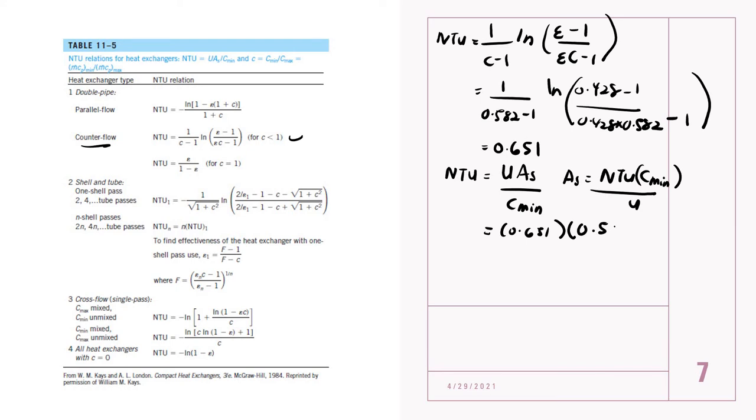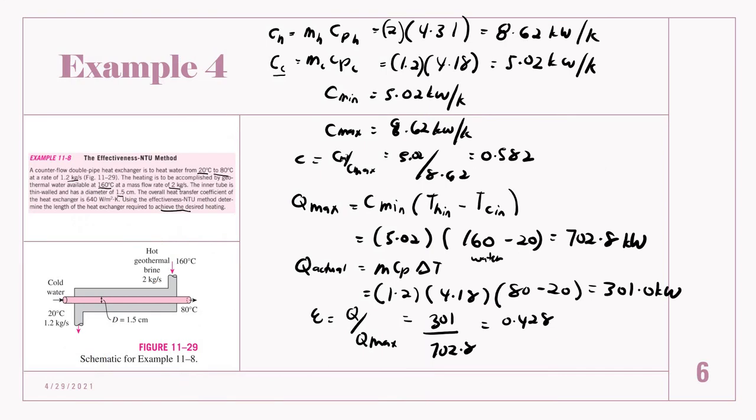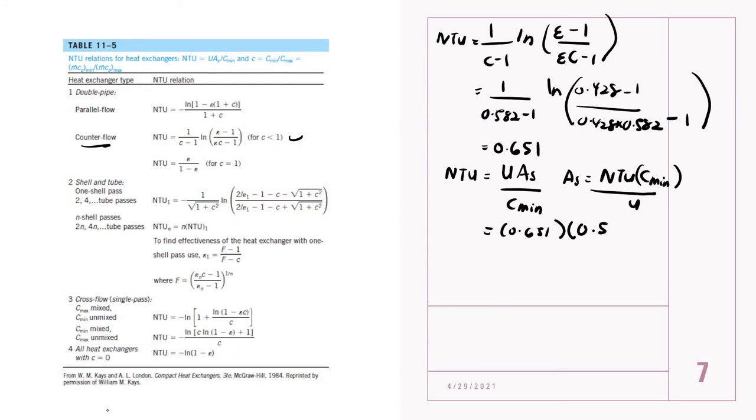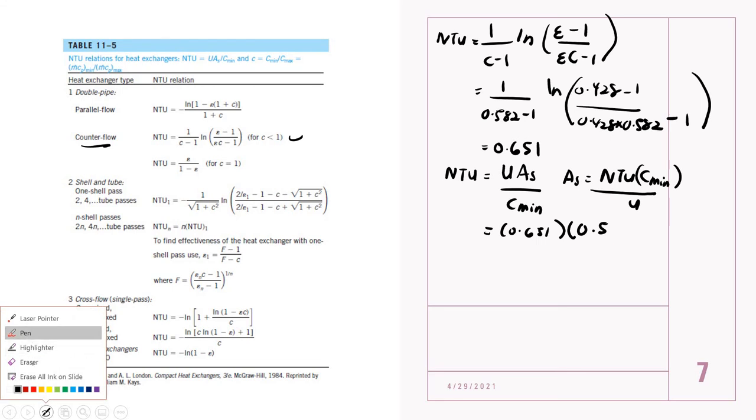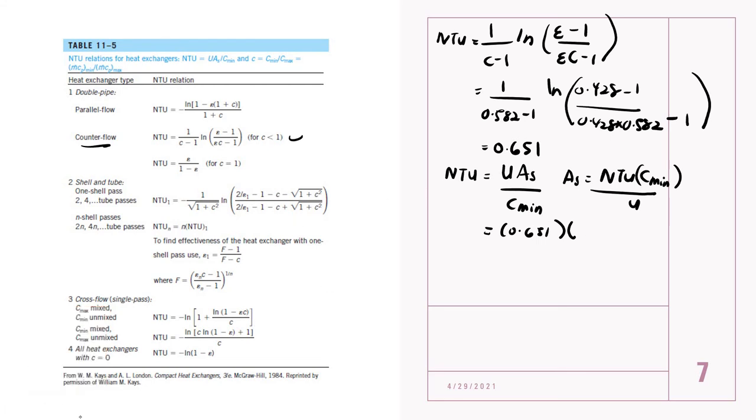So, sorry, this one is C. The value for C min is 5.02 kilowatt per K, so we convert to watt per K, with the value of U given as 640. So we will get NTU, and we will get AS, the surface area, 5.11 meter squared. Okay.